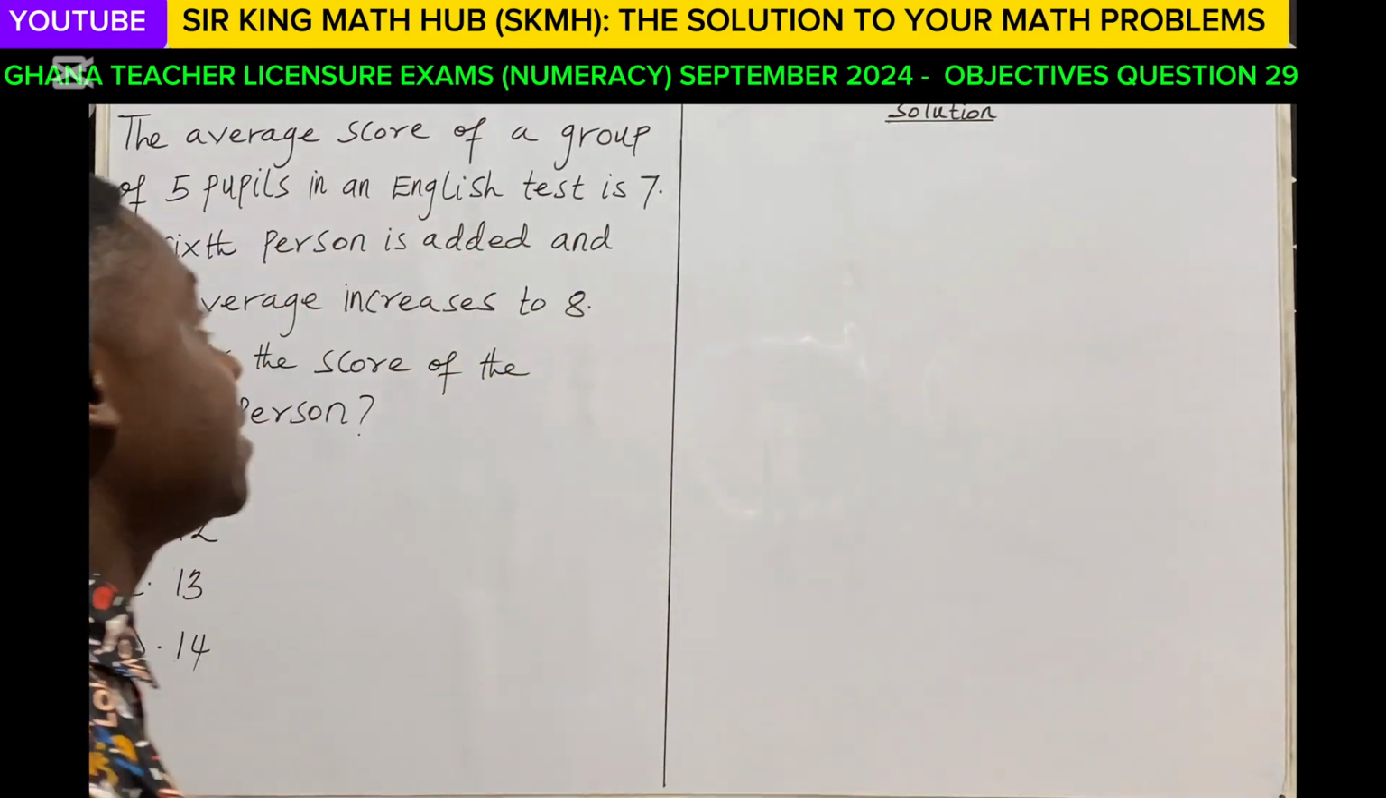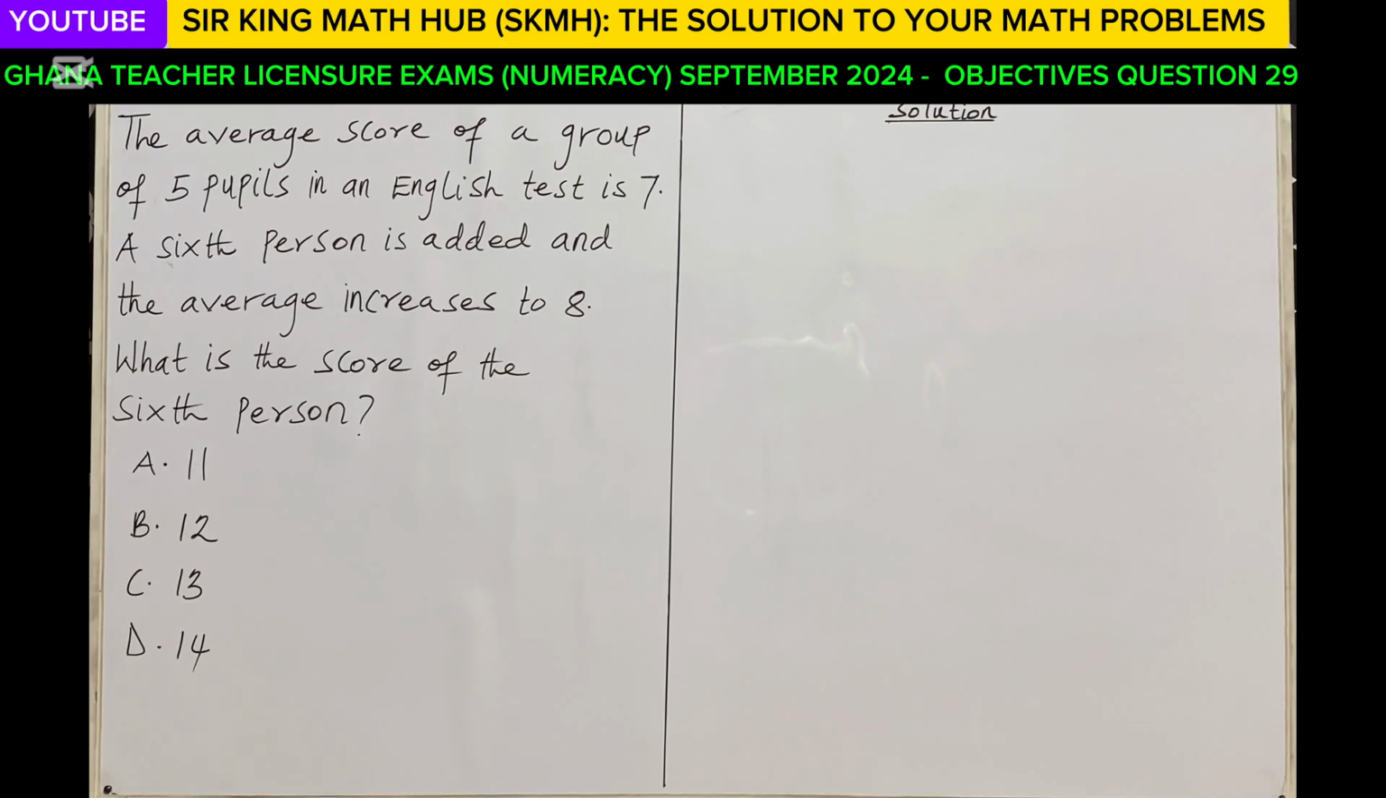This is Ghana Teacher Line Essential Exams, Numeracy September 2024. Objective question number 29. The average score of a group of 5 pupils in an English test is 7. A 6th person is added and the average increases to 8. What is the score of the 6th person? So there's a question under statistics, and it falls under mean.